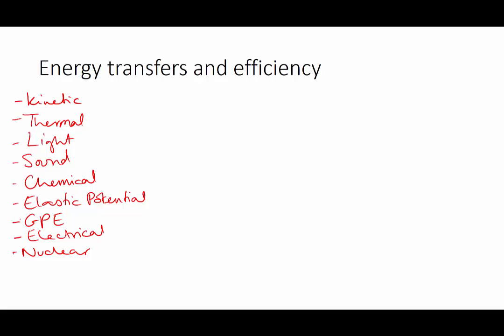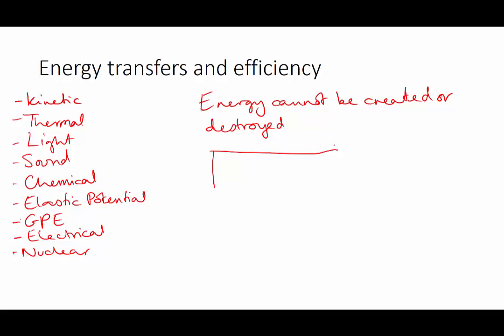Okay, energy can be transferred usefully, it can be stored, and it can be dissipated but it can't be created or destroyed. That's what's called the principle of conservation of energy, and it's one of the most important rules in all of physics. So what that tells us is that the total amount of energy that's going into a system has to be equal to the total amount of energy that comes out of the system.